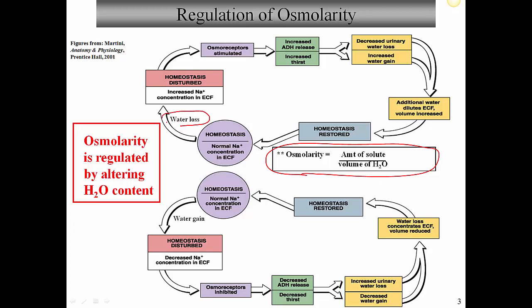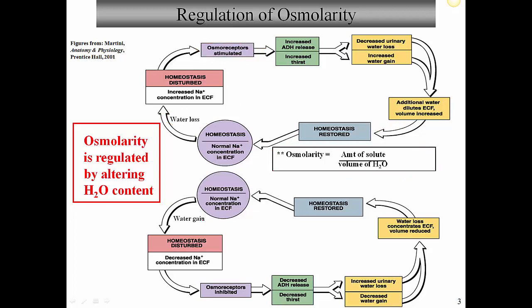Let's take the case first of water loss. Somehow we've lost water, and what that will do, remember, is leave behind an increased concentration of salts in the body fluids. So this disturbs homeostasis by increasing the osmolarity. This stimulates the osmoreceptors, and as we talked about before, this will increase ADH release. This will also increase thirst. The thirst, remember, prompts us to gain water from the outside to replace the water losses, and the ADH released decreases urinary water loss, so it's a conservation measure as we talked about before. So the additional water that we pick up from the outside and the water that we conserve all help to dilute the extracellular fluid, bring it back to its normal concentration, and that restores homeostasis.